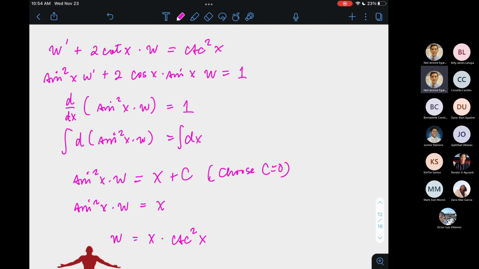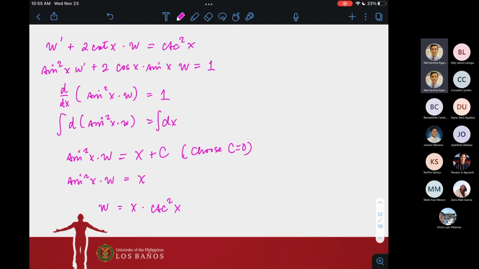All right. Tama ba? Yeah, I think tama naman siya. Dino-double check ko muna kasi mag-IBP ako rito. Kasi magkakaroon ako ng, tama ba? Yeah, W cosecant squared. Yes, because now, remember, we know that we let W to be equal to V prime. So we'll have V prime equals X times cosecant squared X. So that means dV equals X times cosecant squared X dx.